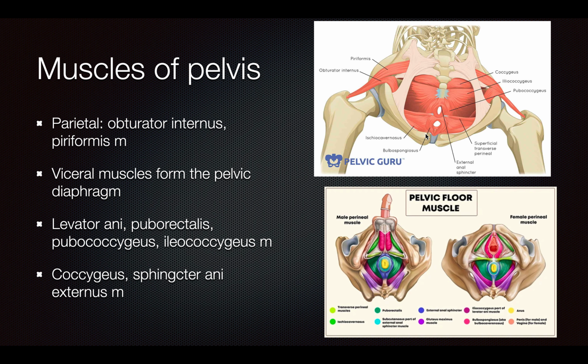Right here, this is the bulbospongiosus for males. And here's the difference between the male perineal muscles and the female perineal muscles. So this structure right here, the testes would be kind of going through this, right? Well, here this would just be the bulbocavernosus.